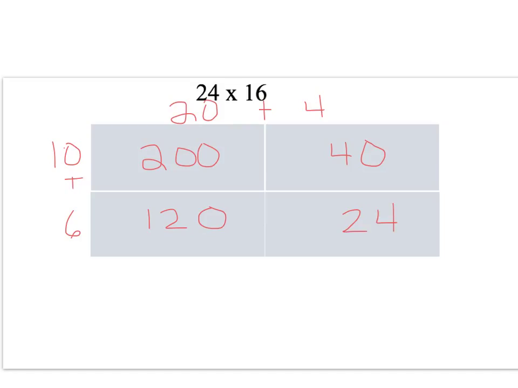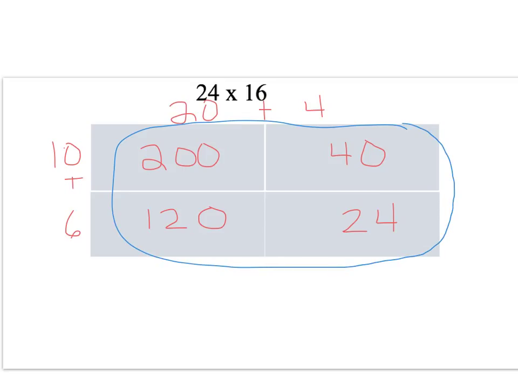Now all the student has left to do is to take the 4 partial products within their box and add them. And this time we're just going to add right straight out of the box. So I have 200 plus 120 gives me 320, and 40 plus 24 gives me 64. So I have 320 plus 64, which is equal to 384. So the product of 24 times 16 is 384.